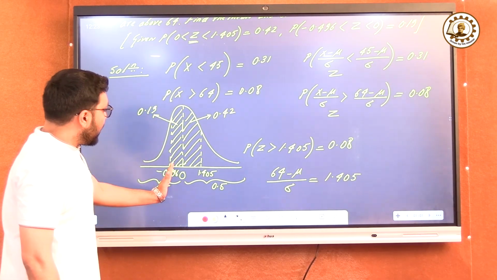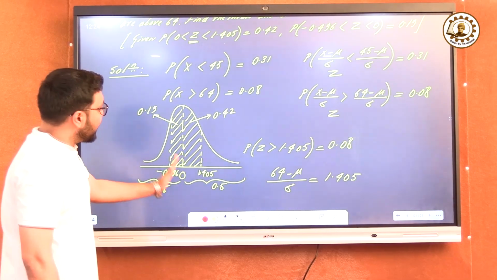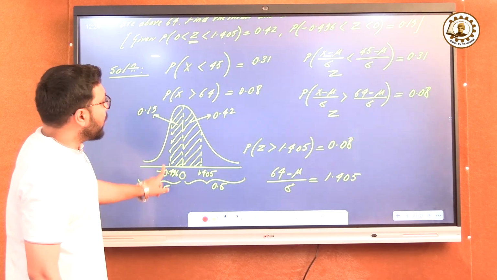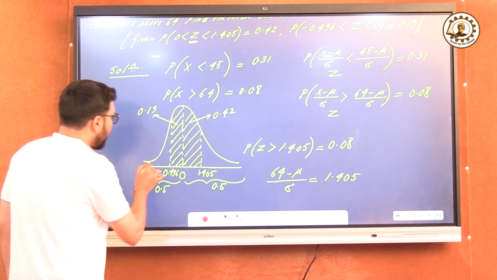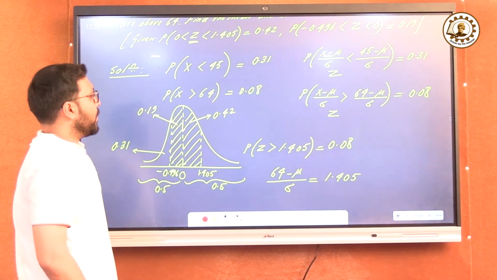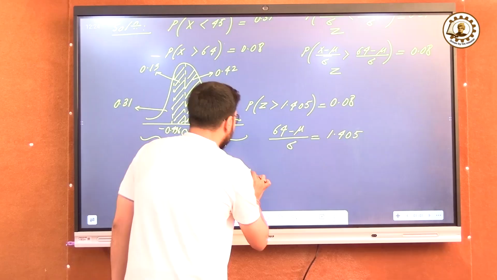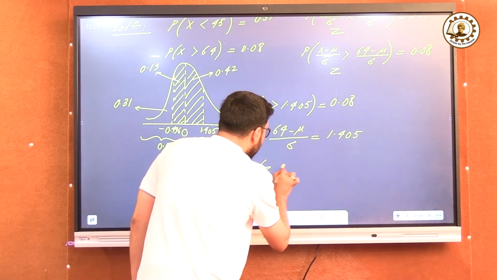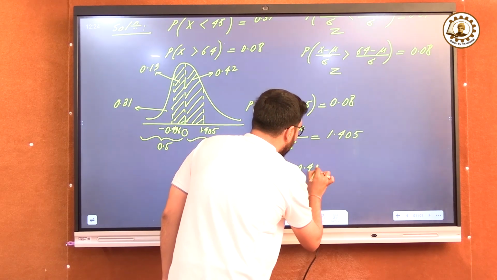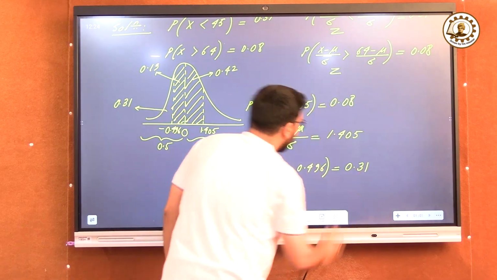So probability Z less than minus 0.496 would be 0.31. That means this area is going to be 0.31. So I can simply write probability Z less than minus 0.496 is going to be 0.31.